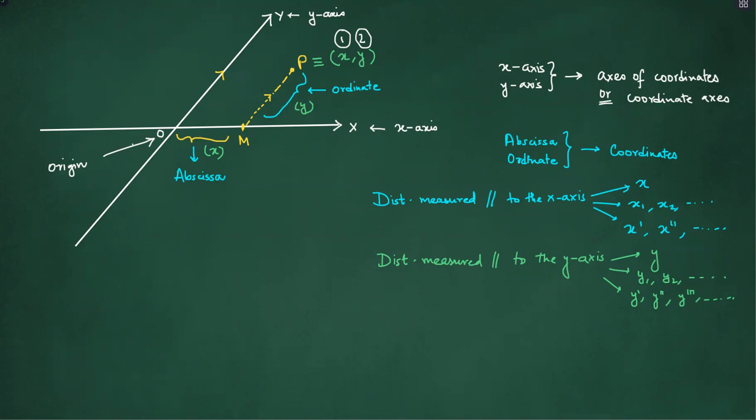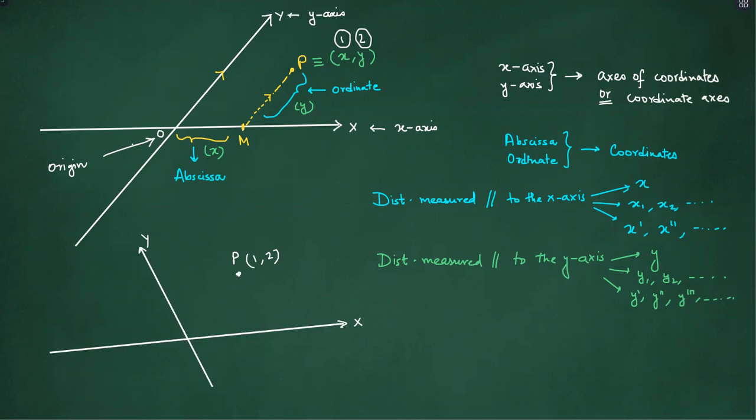Now what does this mean? Let me draw another coordinate system. Let's say this is your x-axis, this is your y-axis, and I have a point P over here which is 1 comma 2.